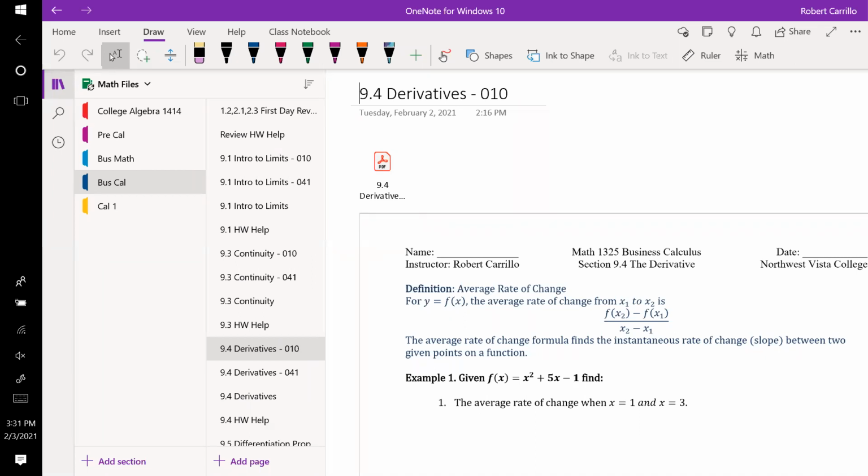Here are the notes we're going to cover. Business Cal. We are covering 9.4 today. There you go. 9.4 derivatives. So those are the notes we're covering. So if nobody has questions, let's get started. This is a long one.